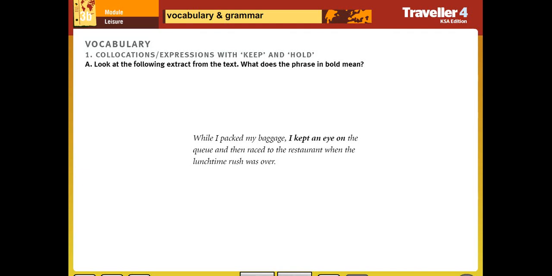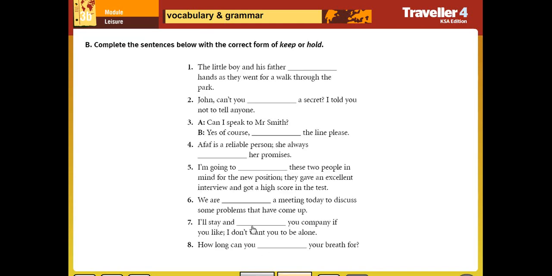So let's move to the next questions and check if we can use keep or hold. Let's start together. The little boy and his father hands. He wants to say that they put their hands together as they went for a walk through the park. Do I say keep hands or hold hands؟ دايما كده الوالدة توصي الولد الصغير أيوه امسك إيد بابا إذا hold. But it's in the past here, it's held.